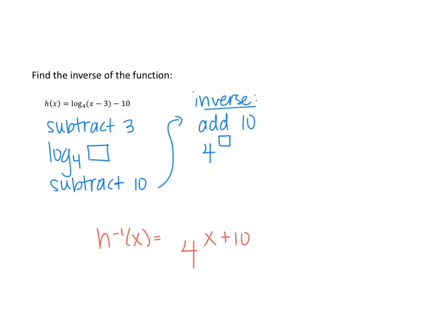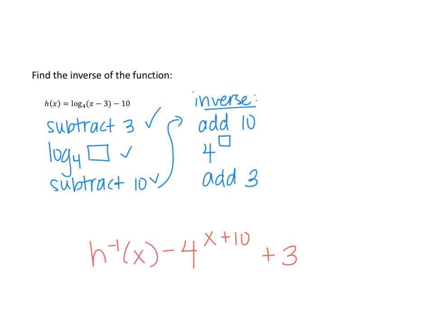And then the last step I want to undo, so we did subtract 10, we did undoing log base 4. Now we want to do the inverse of subtracting 3, which is add 3. So I would take the function I have so far and put a plus 3. I'm just going to move the inverse of h of x down a little more so this looks a little better. So the inverse of h of x is 4 to the power of x plus 10 plus 3.